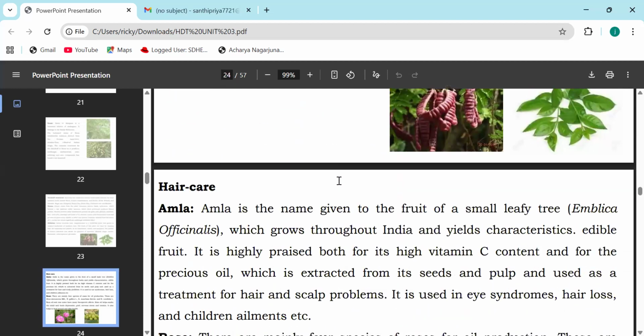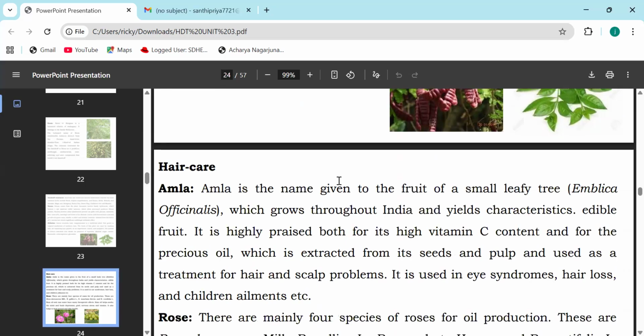And next to hair care, amla. Amla is the name given to the fruit of the small leafy tree Emblica officinalis, which grows throughout India. It has a characteristic edible fruit, and it is highly praised both for its high vitamin C content and for the precious oil extracted from its seeds and pulp, which is used as a treatment for hair and scalp problems. It is used in eye syndromes, hair loss, and children's ailments, etc.